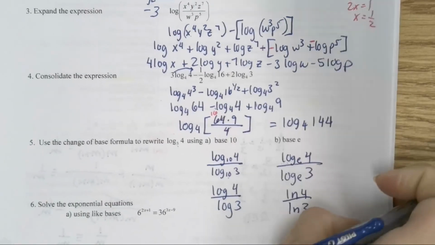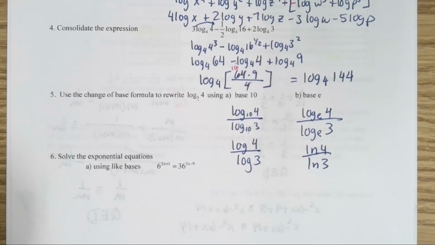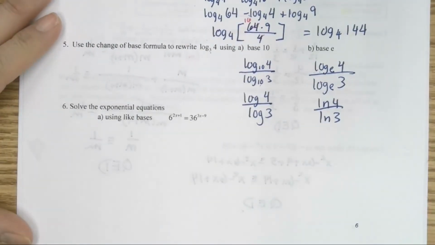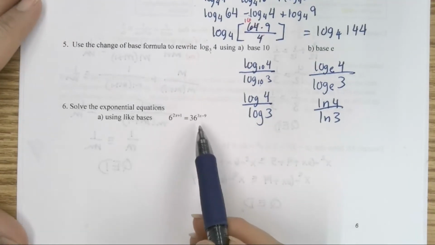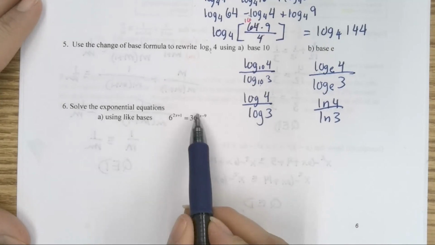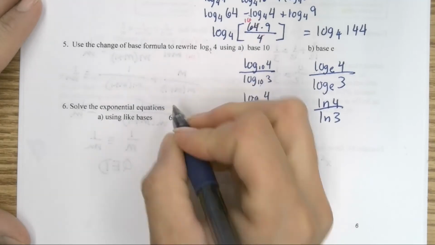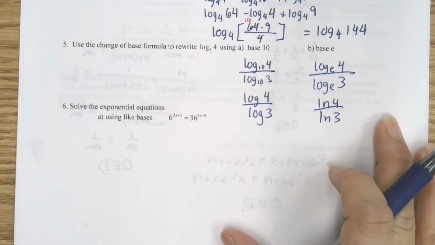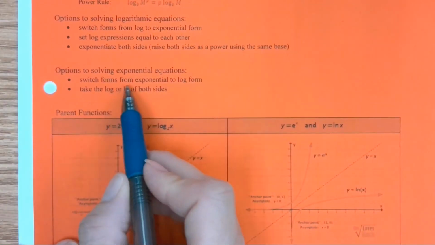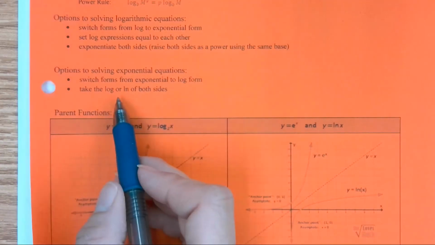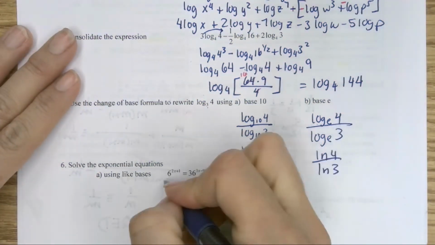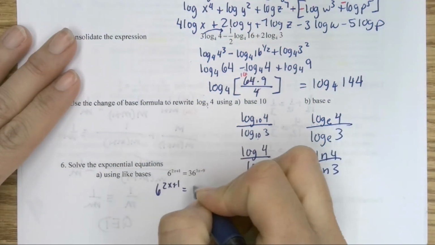All right, let's get into solving exponential equations. When you are solving an equation, there are several different versions of problems you may be presented with. This would be an example that you'd see on a non-calculator test because these are both powers of 6. So you can rewrite 36 as a base 6. When I say I'm using like bases, let's go back to our reference sheet. Let's look at our options to solving exponential equations. You can switch forms from exponential to log form. You can take the log or ln of both sides, but in this case, I really don't need to do either of those because I can rewrite 36 as 6 squared.